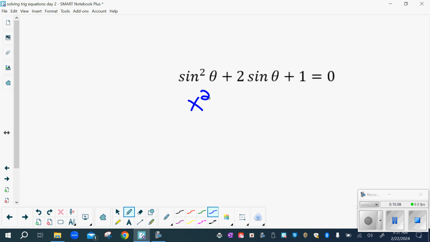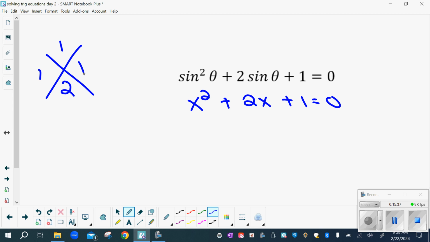X squared, and then plus 2x, and then plus 1. Guess what? I know how to do that. X factor. And then when I'm done factoring, I'm just going to pop in the word sine theta. So here we go, factors of 1 that add up to be 2. Nice easy numbers. 1 and 1.